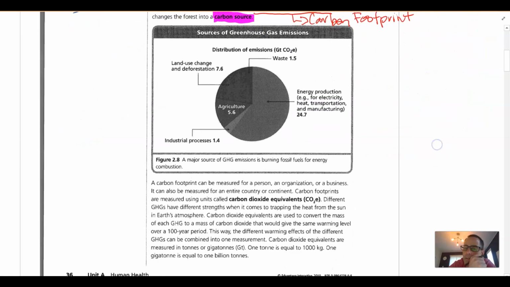So right here we've got a little graph. I'm not going to go too into it, but what they're doing is measuring the amount of carbon dioxide produced by various things. And you see the GT here? What GT stands for is gigatons. All right, so that's huge. So there's 1,000 kilograms in 1 ton.